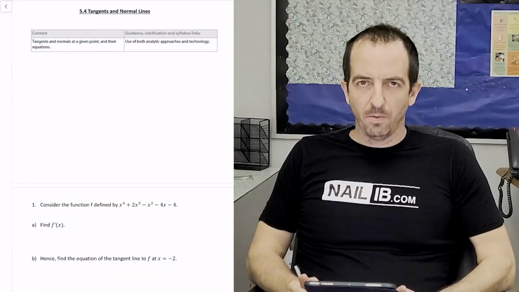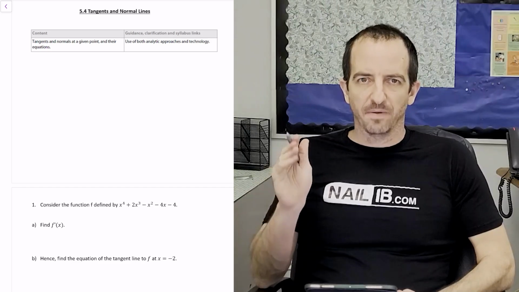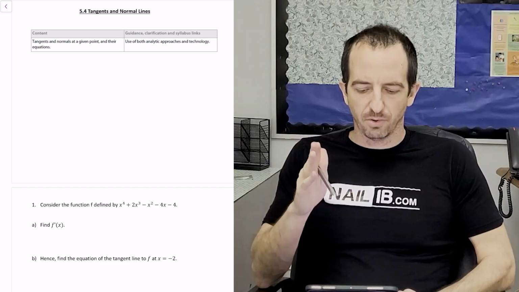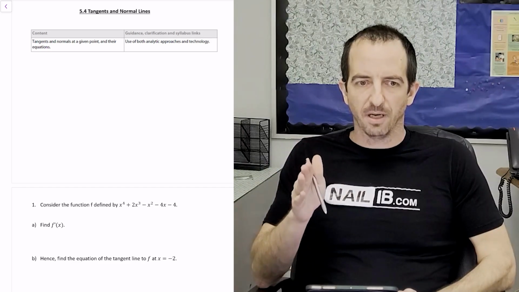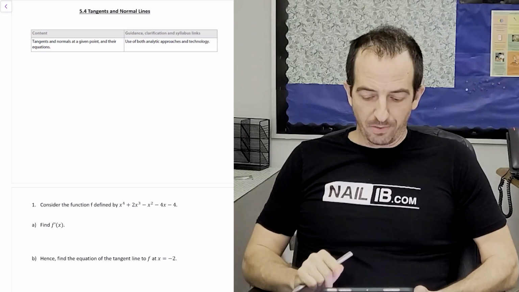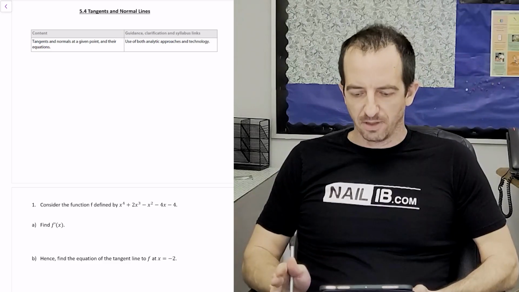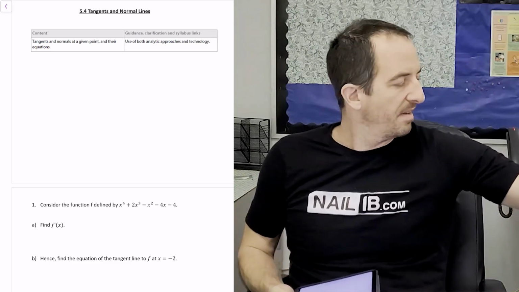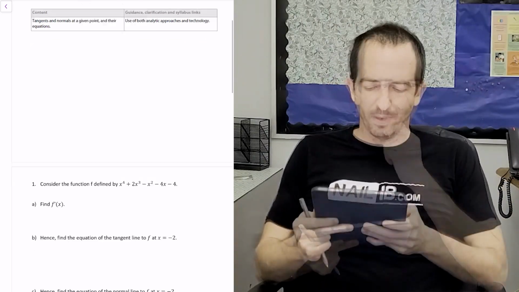Up to 5.4, we'll be further looking at derivatives and their application to finding the normal and tangent lines to a function. We'll be doing this through analytical means, and also we'll be using technology. So I have my calculator here ready to go.